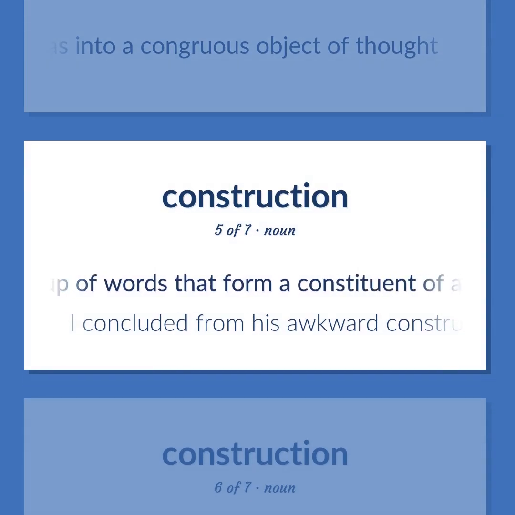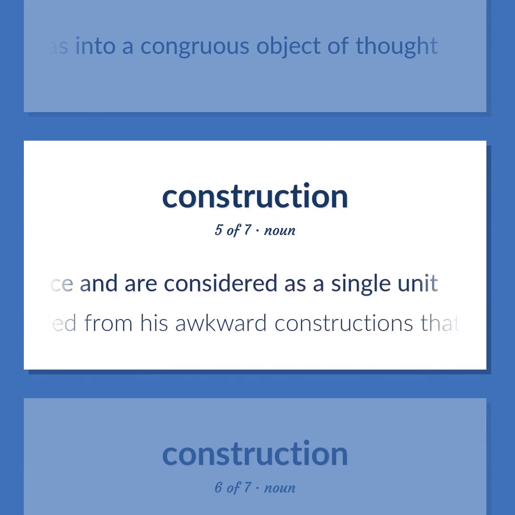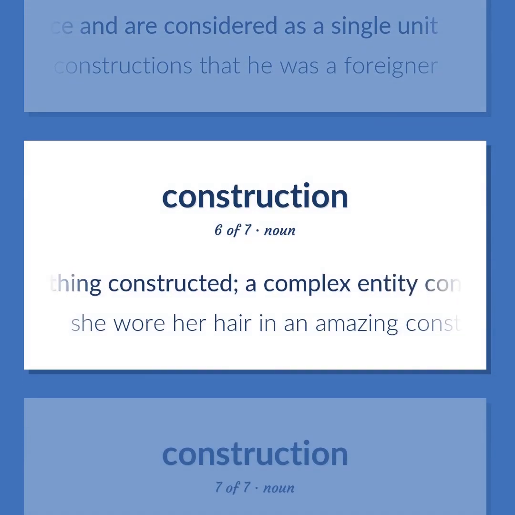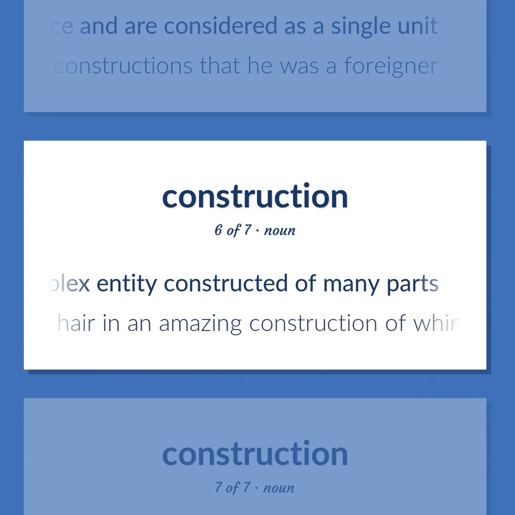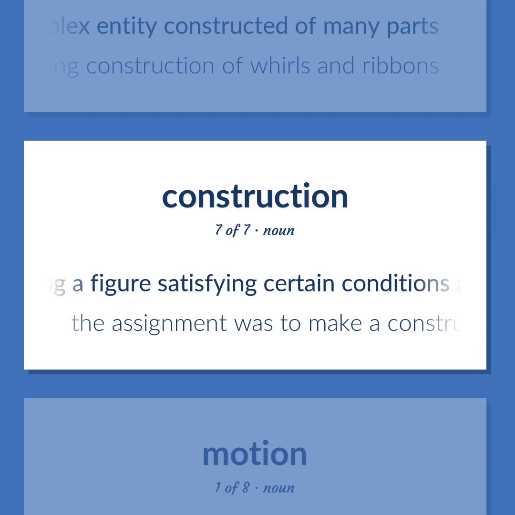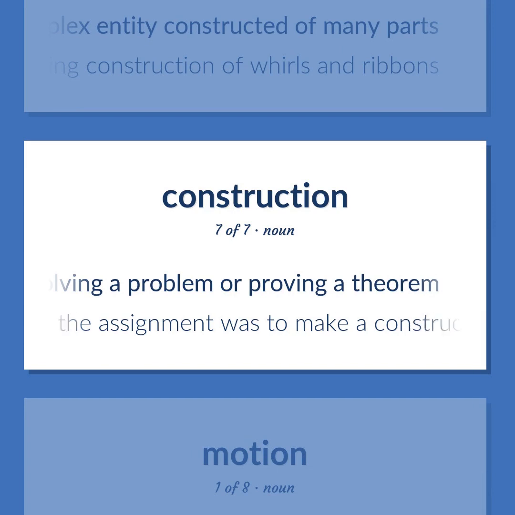A group of words that form a constituent of a sentence and are considered as a single unit. I concluded from his awkward constructions that he was a foreigner. A thing constructed. A complex entity constructed of many parts. She wore her hair in an amazing construction of whorls and ribbons. Drawing a figure satisfying certain conditions as part of solving a problem or proving a theorem. The assignment was to make a construction that could be used in proving the Pythagorean theorem.